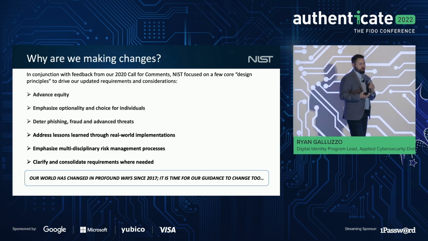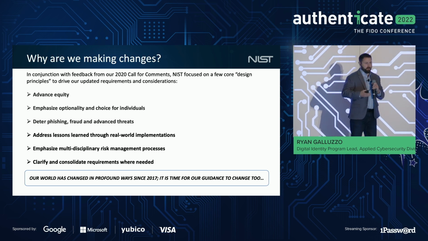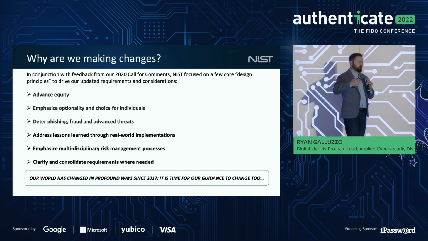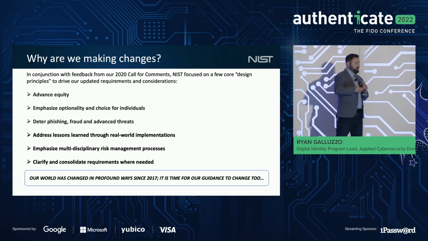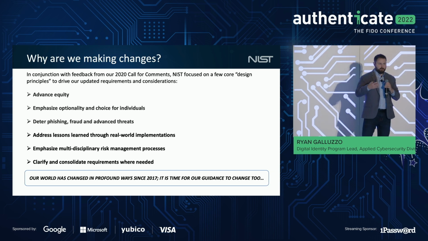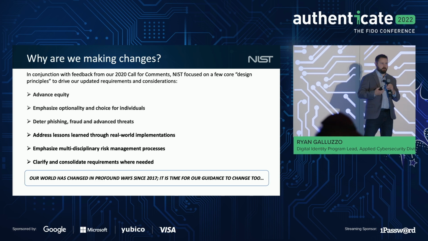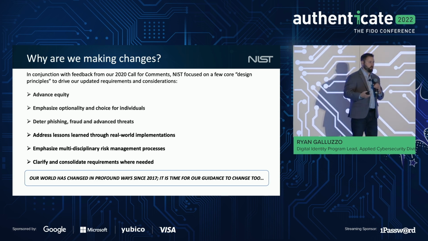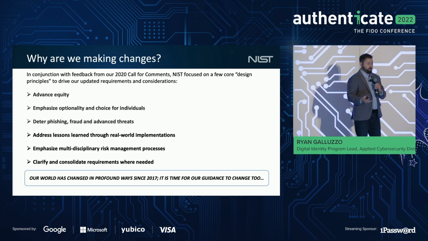So why are we making some of these changes? At the end of the day, there's a lot that's changed in our world since 2017, and that's probably an understatement, right? We've experienced a global pandemic that has rapidly driven our benefits programs, our services to digital mediums where they previously weren't. And some of the things that we learned coming out of that, there's new threats, there's new considerations, there's new risks, there's new risk management processes that we have to understand and deal with in order to allow for the guidance to adapt. So the bottom line is a lot's changed since 2017, so we really need to change the guidance.